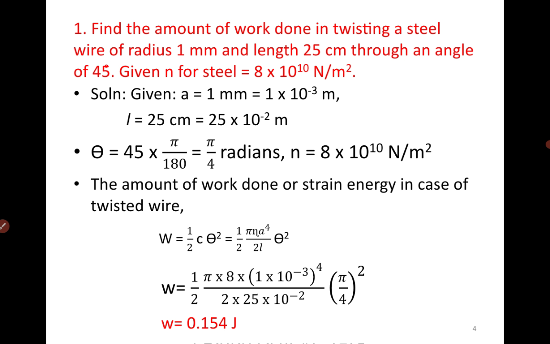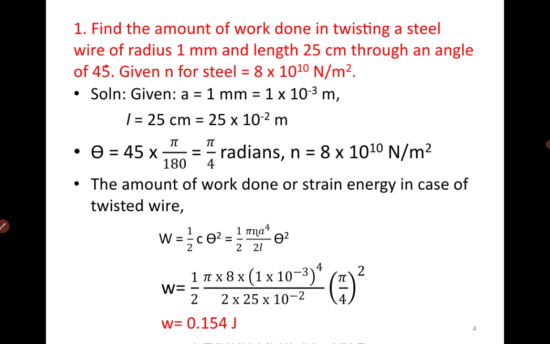Find the amount of work done in twisting a steel wire of radius 1 mm and length 25 cm through an angle of 45 degree. Given rigidity modulus for steel is equal to 8 into 10 power 10 Newton per meter square.